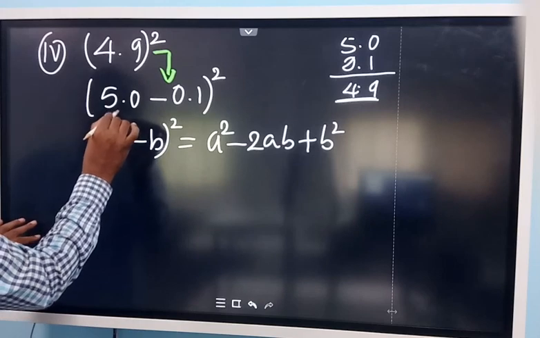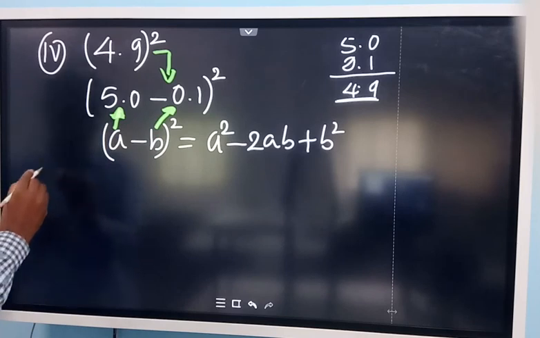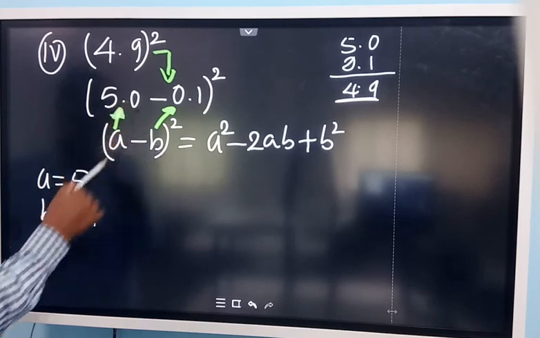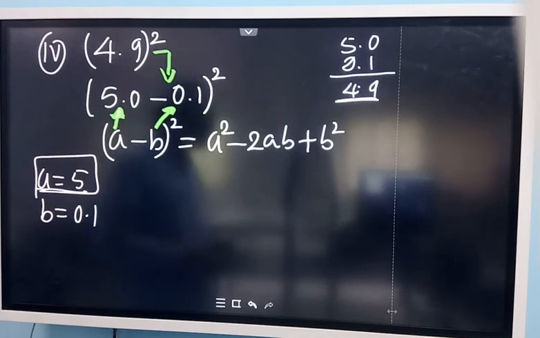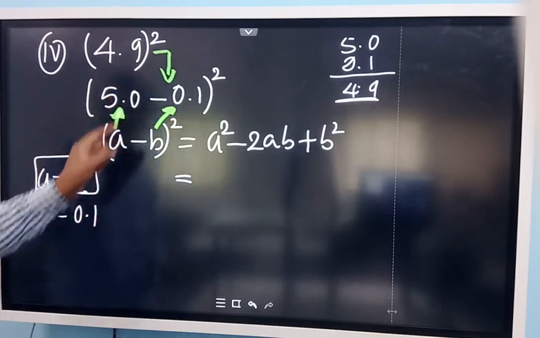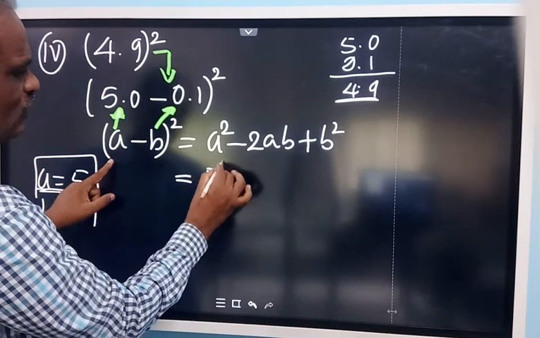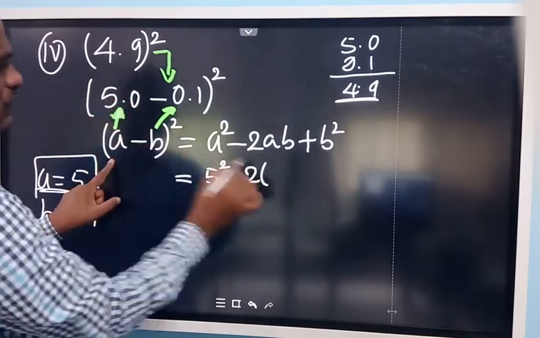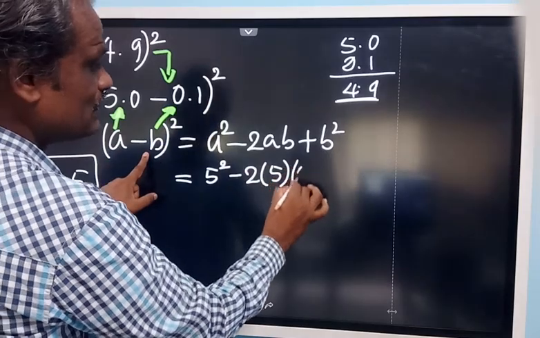Compare now. In place of a you can write 5. In place of b you can write 0.1. a can take the value 5, b can take the value 0.1. 5.0 and 5 are both the same. So now a square you can write as 5 square, minus you write 2 as it is, a value you write as it is. What is the a value? It is 5. What is the value of b here? It is 0.1.